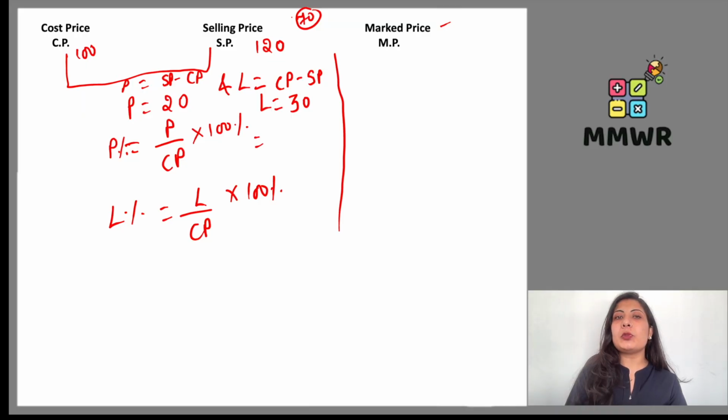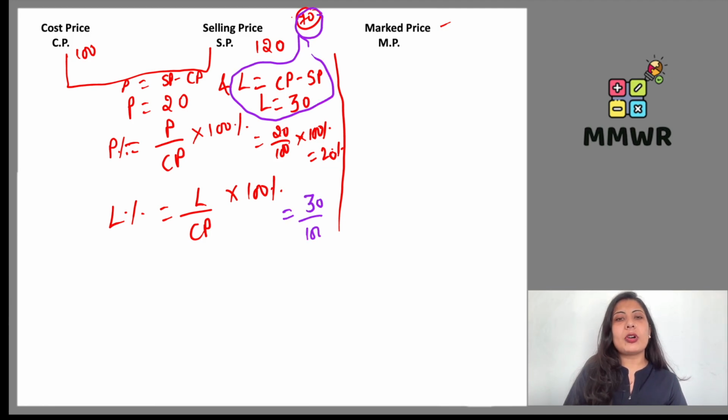So here it will be 20 upon 100 multiplied by 100%. This is going to give me 20% profit. But if I have to calculate the loss in the same case, this will be 30 rupees का loss हो रहा है on the cost price 100 multiplied by 100% is going to give me 30% loss.